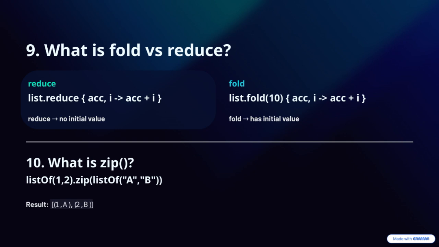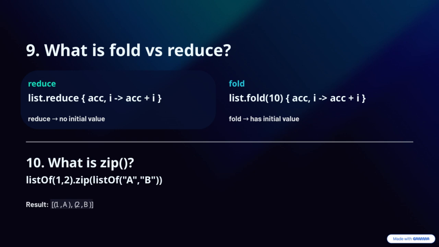Shifting gears a bit, let's talk about fold and reduce. These are both functions that help us aggregate or combine list elements into a single value. Starting with fold, it has an initial value. For example, if we have list.fold(10) { i, j -> i + j }, it begins with 10 as the starting point, then adds each element in the list to this accumulator. This initial value is important because it sets the starting point for our calculation, giving us more control over the result. On the other hand, reduce is similar but doesn't require an initial value.